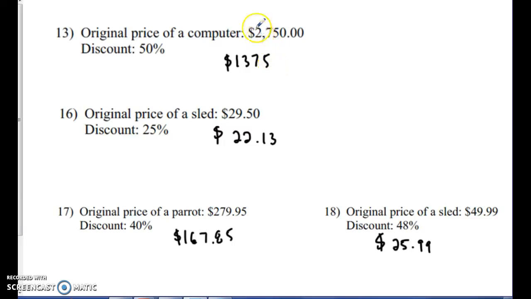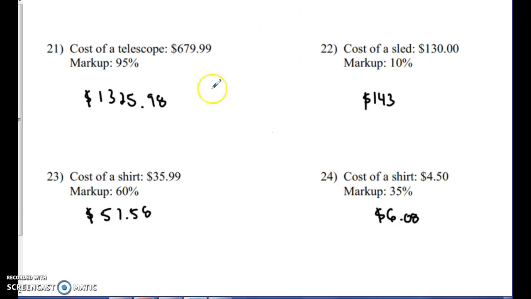All right, guys, hopefully this is what you got for questions 13, 16, 17, and 18. I got $1,375 for number 13, $22.13 for number 16, $167.85 for number 17. Number 18, I got $25.99.